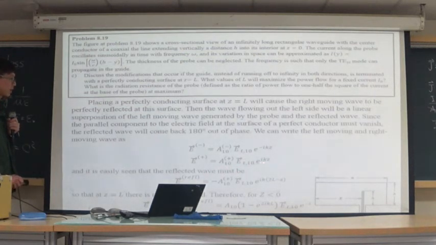So when Z equals L, this term and this term will equal zero. These two terms added together will be zero. Okay. And for Z smaller than zero, we have the total E field composed of the left-moving E field and the reflected E field, like this.